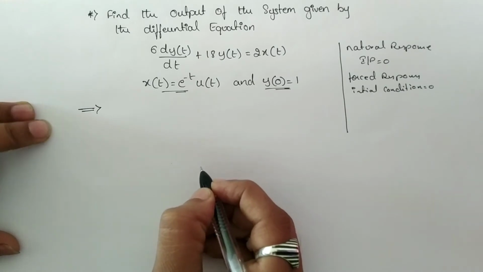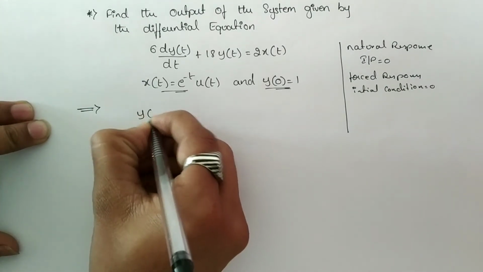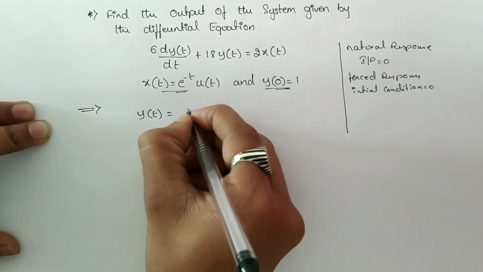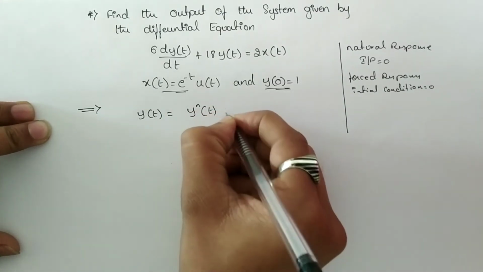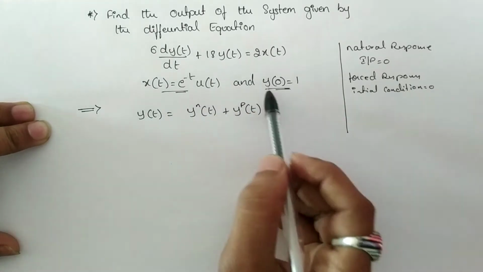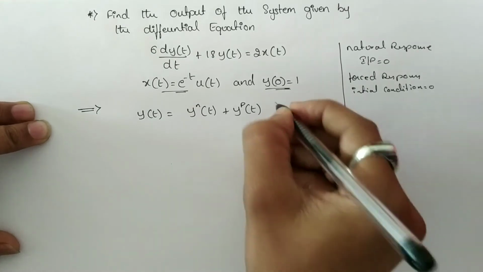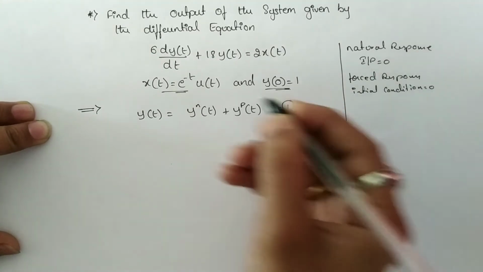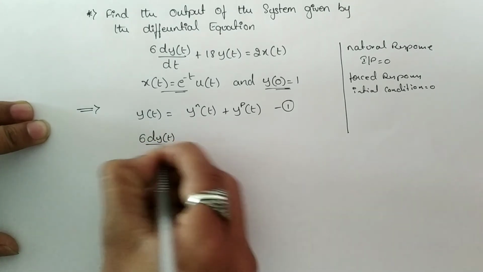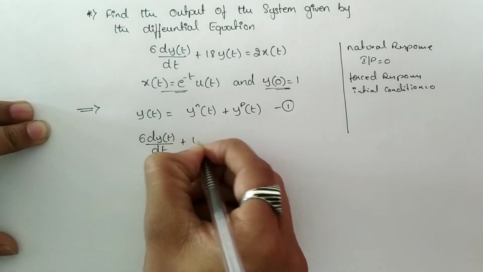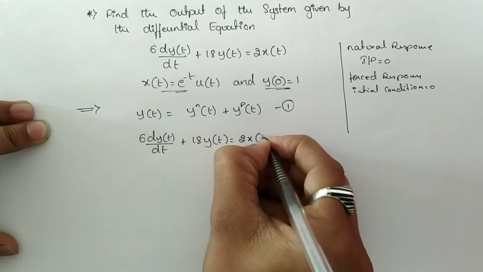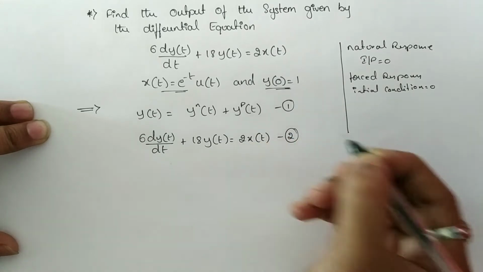As with our forced response, here also the response y(t) depends on yn(t) + yp(t), considering both the input and the initial conditions, marking it as equation number 1. And from the given we have 6 dy(t)/dt + 18y(t) = 2x(t), marking it as equation number 2.